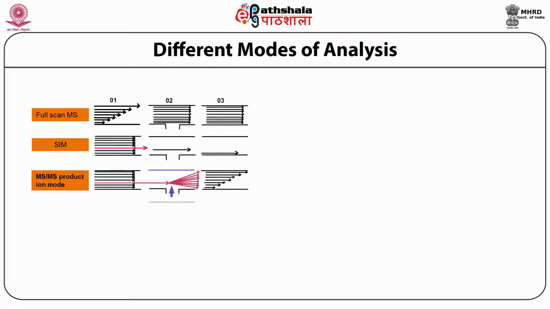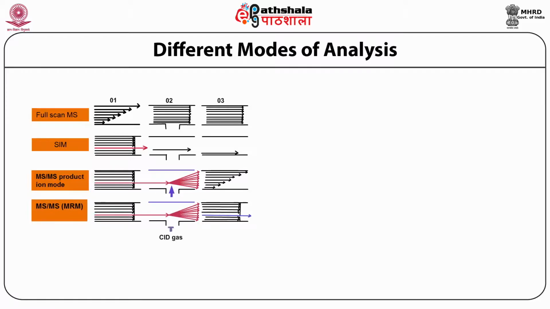In MRM mode, multiple reaction monitoring, one particular ion is selected and fragmented. Its particular fragment is selected by quadrupole 3. Therefore, you get a combination, which we call a transition. This allows us to pick up a compound with the highest degree of selectivity. So this is used for analytical purposes as a gold standard.